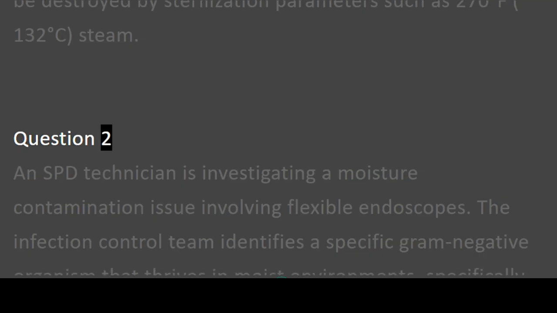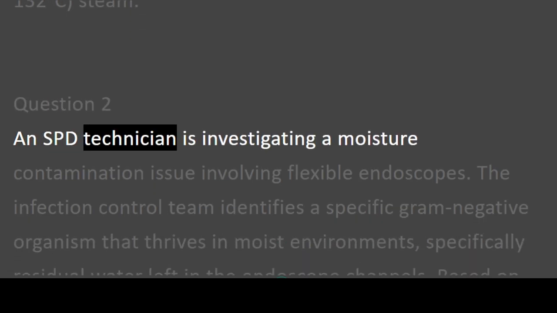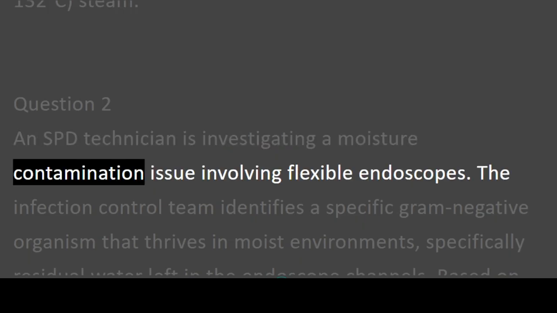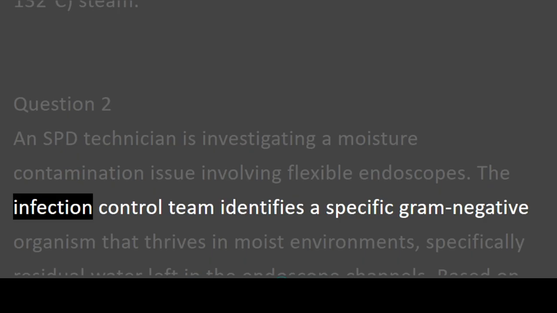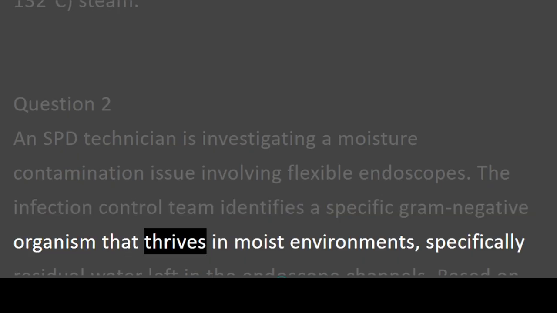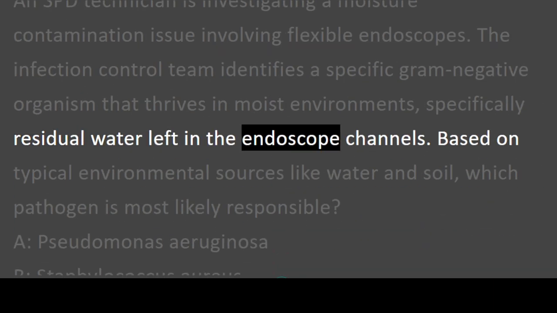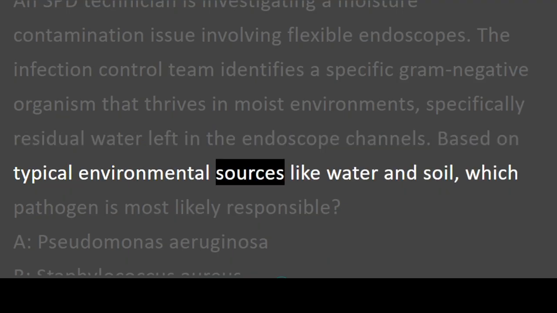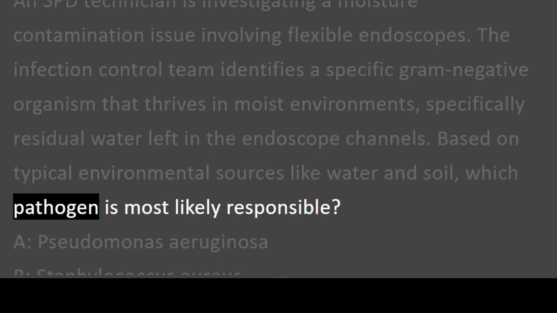Question 2. An SPD technician is investigating a moisture contamination issue involving flexible endoscopes. The infection control team identifies a specific gram-negative organism that thrives in moist environments, specifically residual water left in the endoscope channels. Based on typical environmental sources like water and soil, which pathogen is most likely responsible?